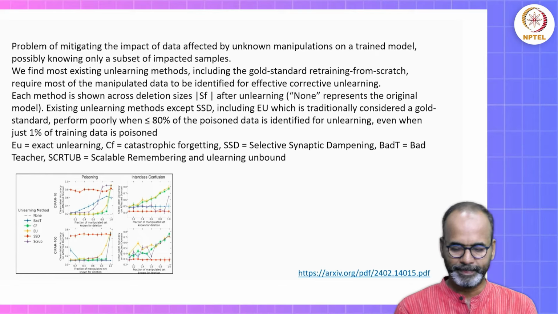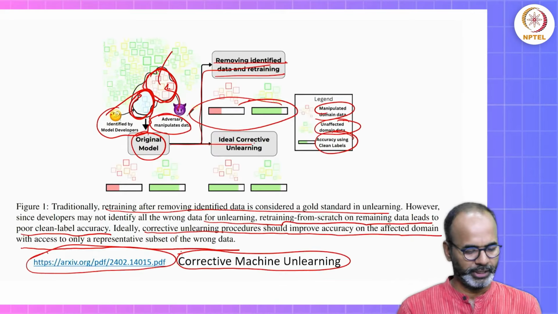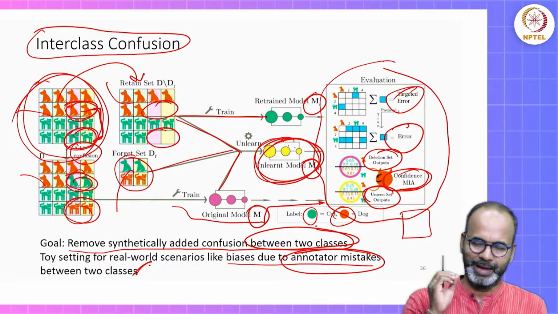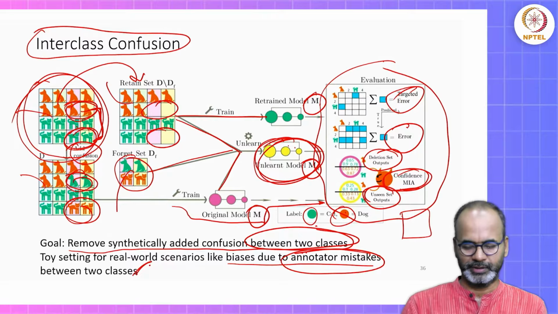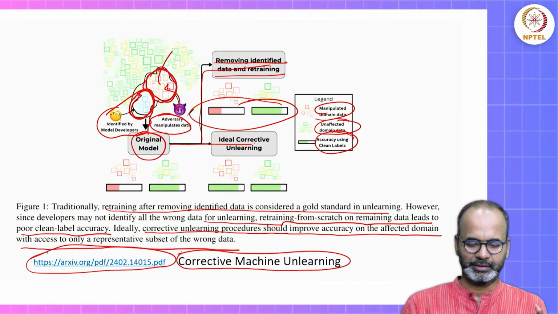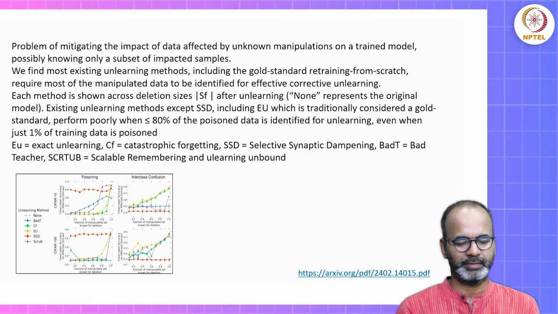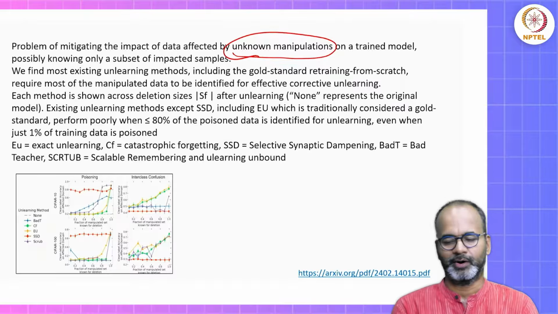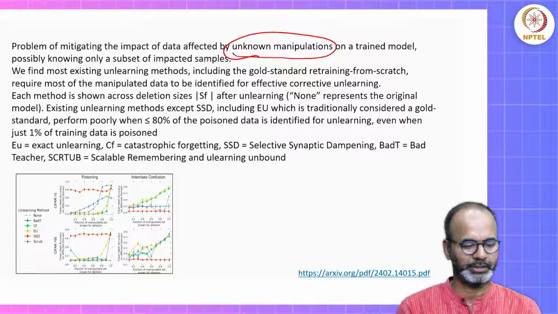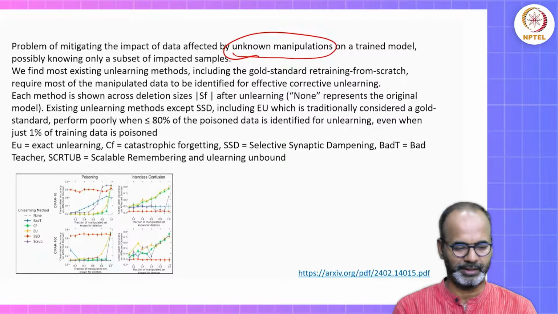So let's look at some. What are we doing here? Again, we are thinking of methods, metrics, to do evaluation of unlearning methods. The problem of mitigating the impact of data affected by unknown manipulations on a trained model, possibly knowing only a subset of the impacted samples. That's what we just did from the last slide.